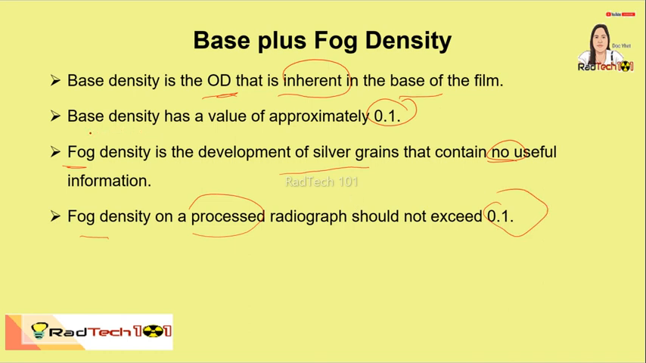So the value of our base density, which is inherent during manufacturing, is 0.1 optical density. And supposedly, the fog density, this is also inherent, normally should also not exceed 0.1. Because if it exceeds 0.1, it can already affect the actual image when we use it for exposure on the patient. So it should be at minimal.